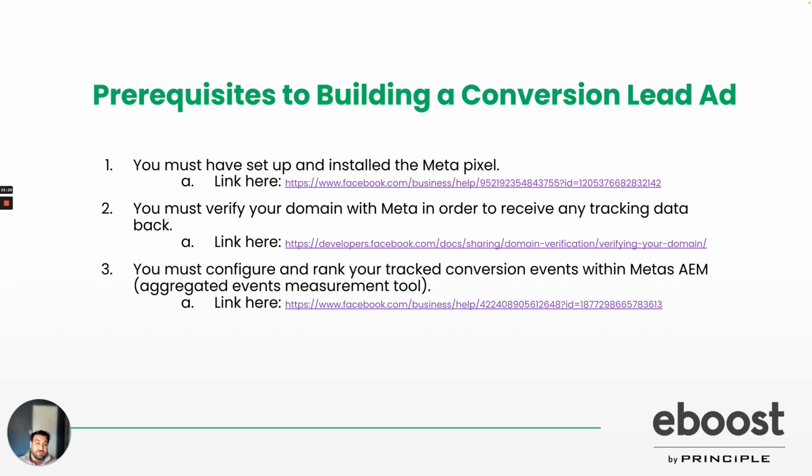So some prerequisites to building conversion lead ads are you must have set up and installed the Meta Pixel. I've provided links here to how to do that. You must verify your domain with Meta in order to receive any tracking data back. You must configure and rank your tracked conversion events in Meta's AEM. Now, there is word coming through the grapevine that Meta might be removing this as a prerequisite. You may not have to do this in the future, but at the time of recording this, you still do.